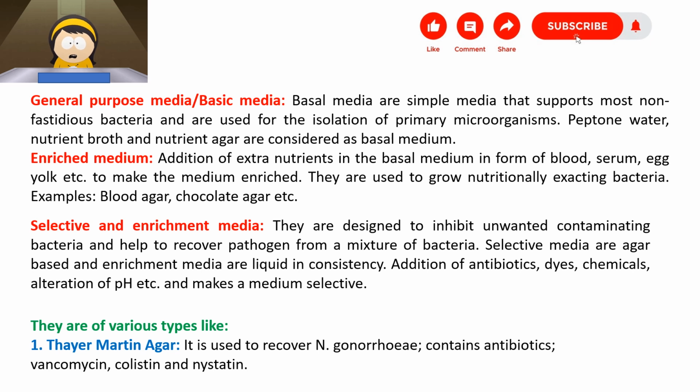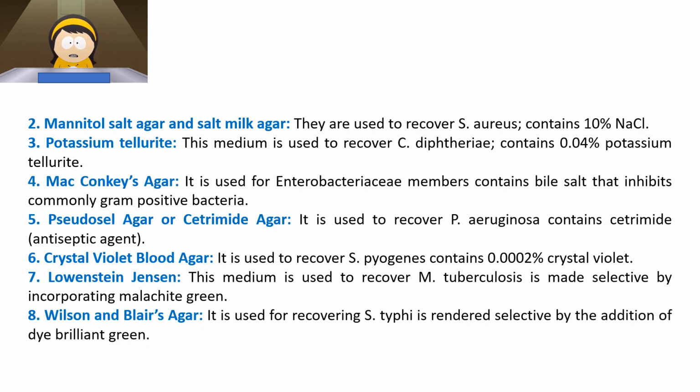They are of various types like: 1. Thayer-Martin agar. It is used to recover N. gonorrhoeae. Contains antibiotics vancomycin, colistin and nystatin. 2. Mannitol salt agar and salt milk agar. They are used to recover S. aureus, contains 10% sodium chloride.